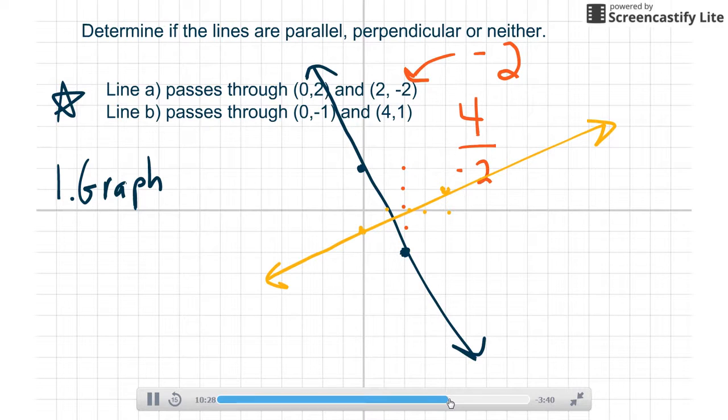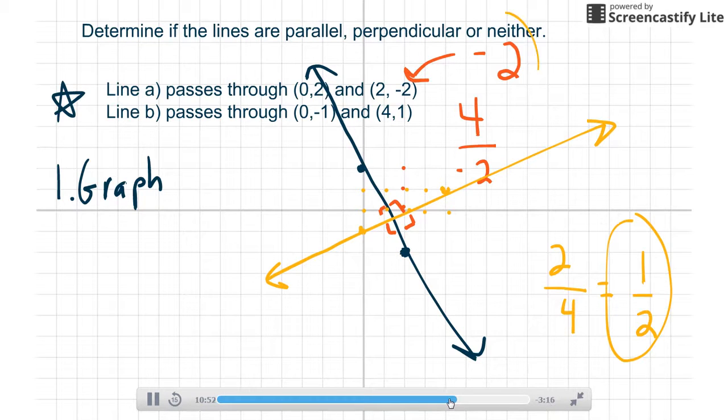And just by glancing at it, this sort of looks like a right angle. But again, you don't know unless you count it and make sure it's opposite reciprocal. So again, you count your slope. Up 1, 2, and to the right 1, 2, 3, 4. So when I simplify that, I get 1/2.